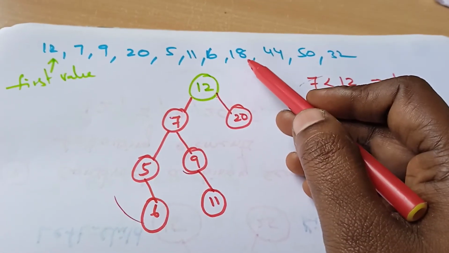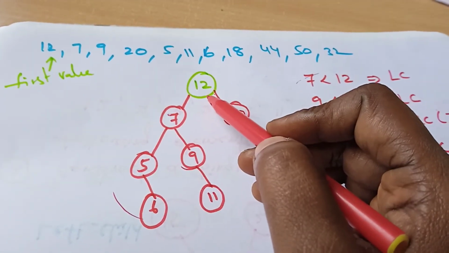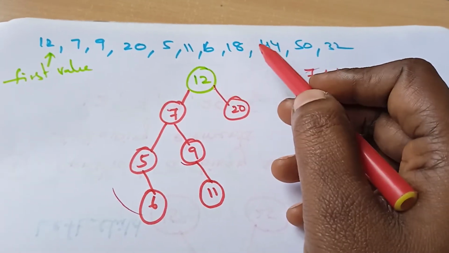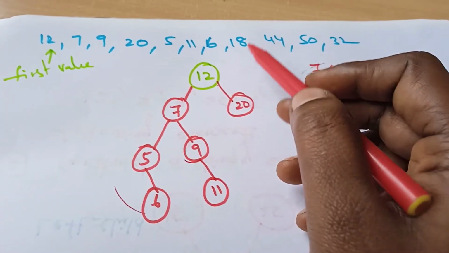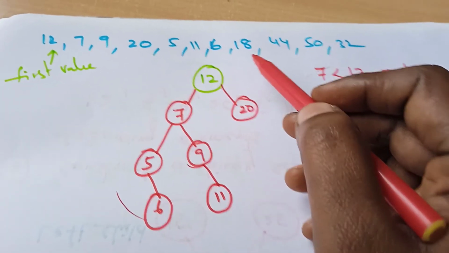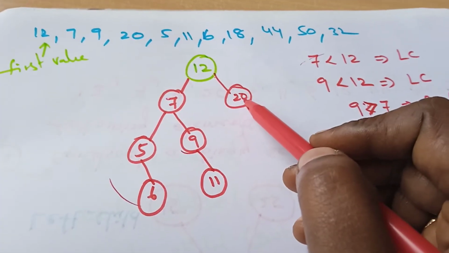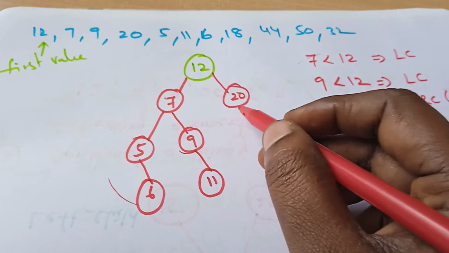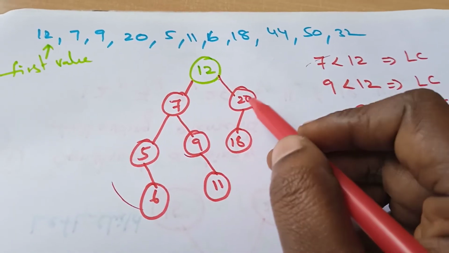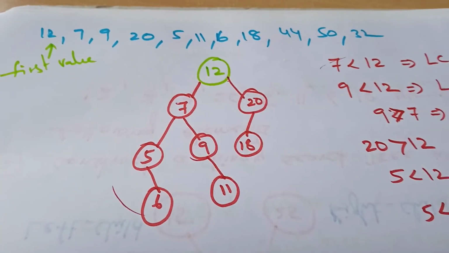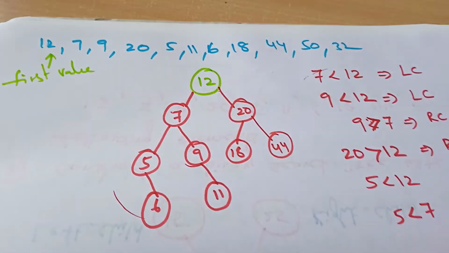Next again 18. Again 18 you have to come down. Now 12 is lesser than 18, so 18 should be where? Right side, the right child subtree, because it is greater. Now in the right child subtree, you have 20 already here. Now compare with 20. 18 is lesser than 20. Now okay, put a place: left child to 20. Next is 44. Where will 44 go? Right child to 20.